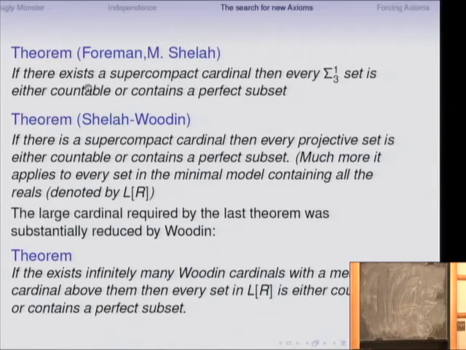Actually, the large cardinal assumption was reduced much, to the cardinal that became known as the Woodin cardinal. So the theorem is that if there are infinitely many Woodin cardinals with a measurable above them, then every set in L(R) is either countable or contains a perfect subset, so it cannot be a counterexample to the continuum hypothesis. Actually, something else happens: the large cardinal has many other applications for sets which have a concrete description, in a way that belongs to L(R). One of the results is something called determinacy, which, by the way, implies Lebesgue measurability and many of these.